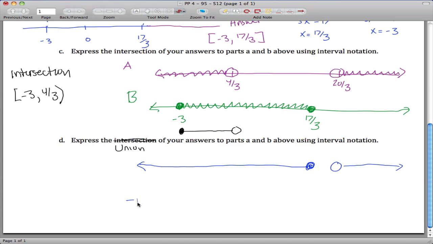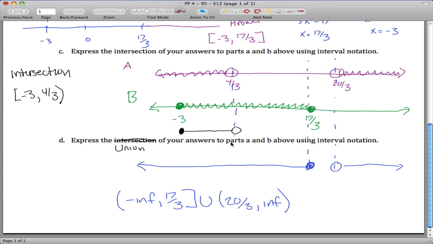So my union would be everything from negative infinity all the way up to 17 thirds, union, everything from 20 thirds up to infinity. This one closed, this one open, because this circle's closed and this circle's open. These are all meant to kind of line up. Maybe that helps a little. But this is the answer for this last part, and that, maybe I'll write union, is the end of this kind of long problem.